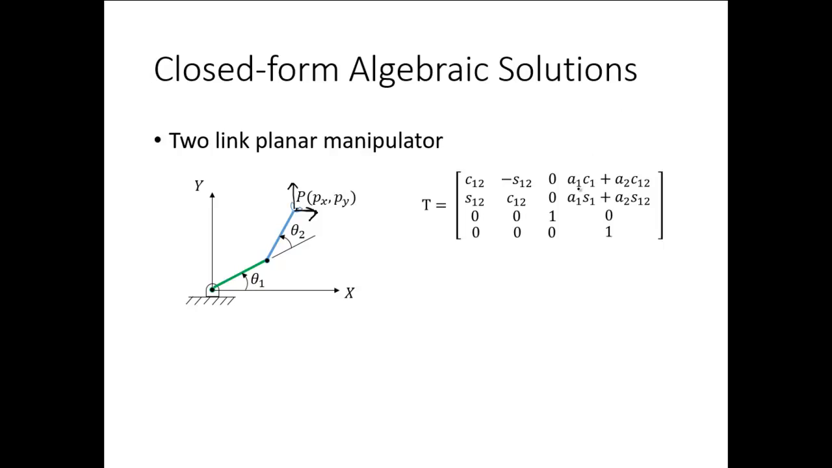So we have something like this: a1 cos theta 1 plus a2 cos(theta 1 plus theta 2), and similarly we have the second row and the third and the fourth row. Now we know from the definition of the homogeneous transformation matrix that the first 3 by 3 represents the rotation matrix, and the first 3 elements of the last column refer to the position of the end effector in this 2-link manipulator.